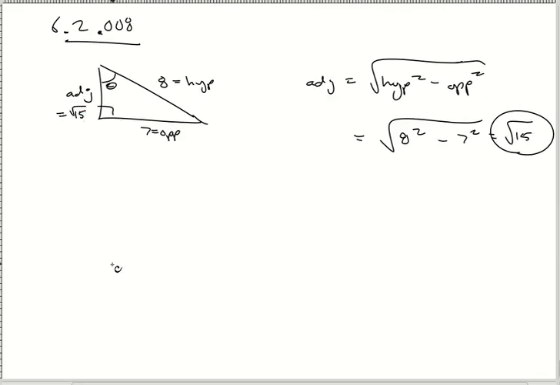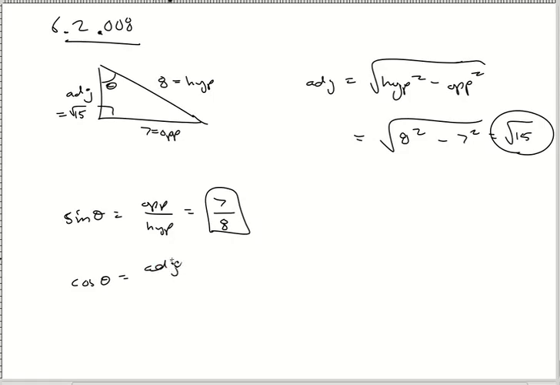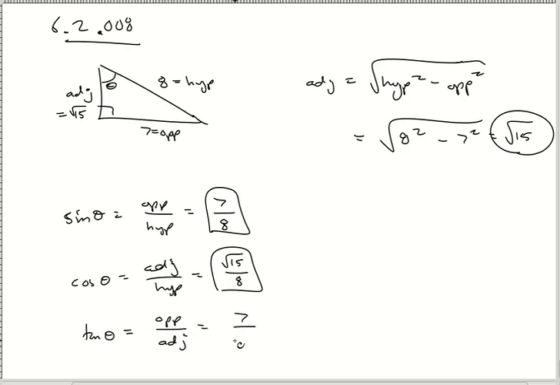Okay. And so, again, for this problem, I'm going to revert back to opposite over the hypotenuse and all that kind of stuff. So I got 7 over 8. Cosine is adjacent over hypotenuse. And so then I've got the square root 15 over 8. Tangent theta is going to be the opposite over adjacent. And so then that's going to be the 7 over the square root of 15. You do not need to rationalize the denominators. Just leave it alone. It's fine.